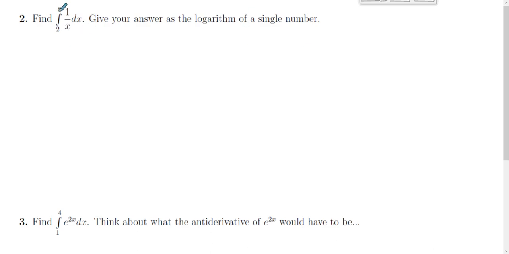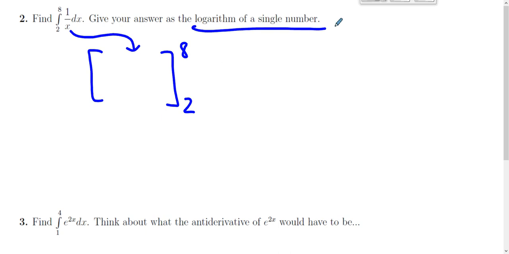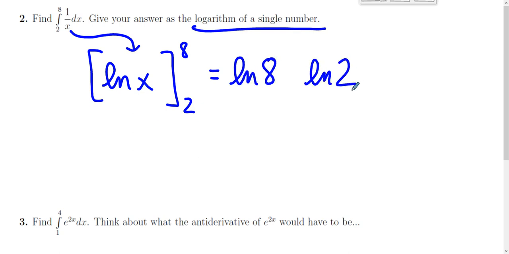What's the integral from 2 to 8 of 1 over x dx? So we find an antiderivative of 1 over x, substitute, and subtract. Your question asker gives it away. The thing whose derivative is 1 over x is the natural log of x. So we substitute, and subtract. You are asked to give your answer as the logarithm of a single number.